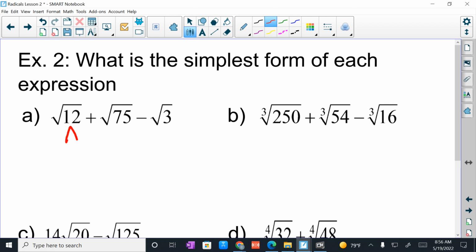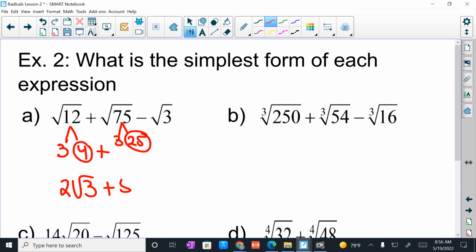So this here breaks down into, instead of 6 and 2, 3 and 4. What's the square root of 4? So this is 2 square root of 3 plus, me personally, I break that up into 3 and 25. What's the square root of 25? 5 square root of 3. See the beauty of knowing your perfect squares? And then you have a minus square root of 3.